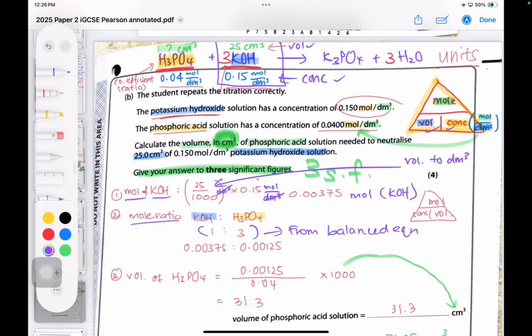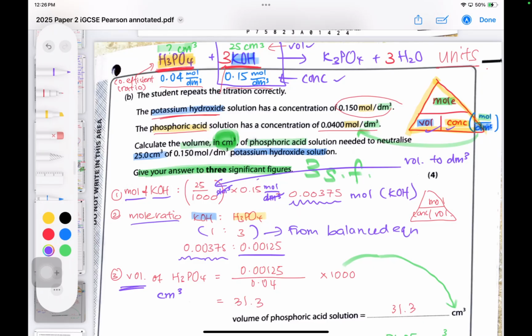And so with that, based on what I found in the first step, if I have 0.00375 mole of potassium hydroxide, then I would need 0.00125 mole of phosphoric acid. Okay, but that's not what they want me to find for phosphoric acid, right? They wanted me to find the volume in cm cube of phosphoric acid.